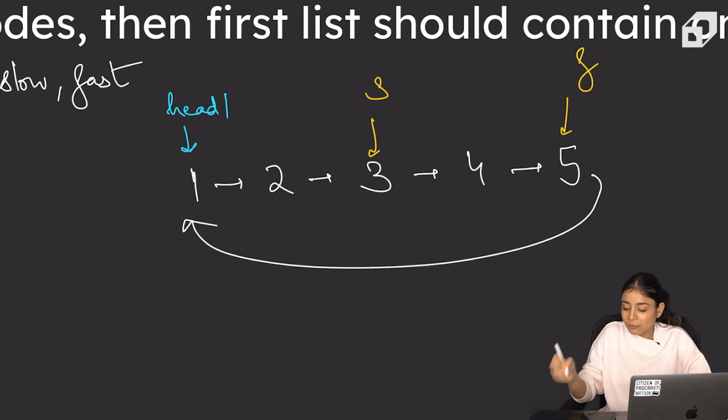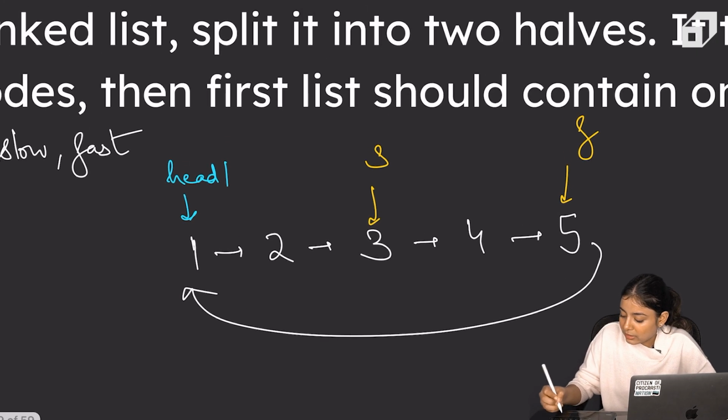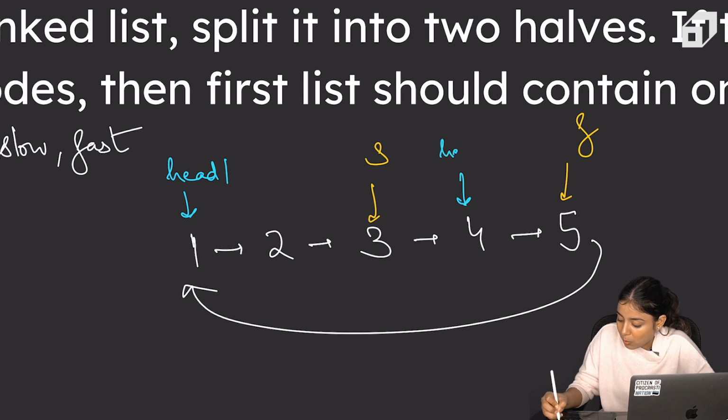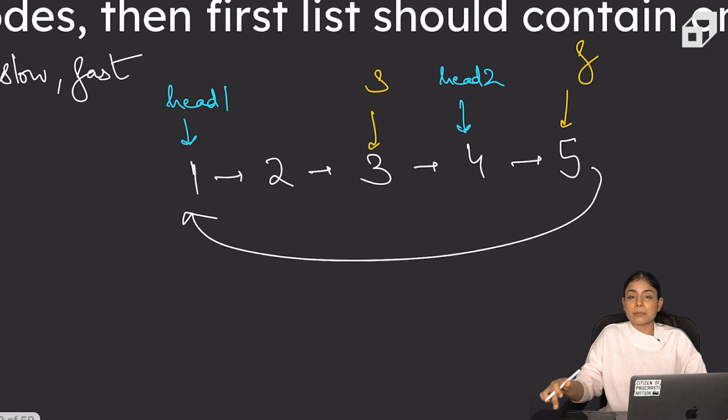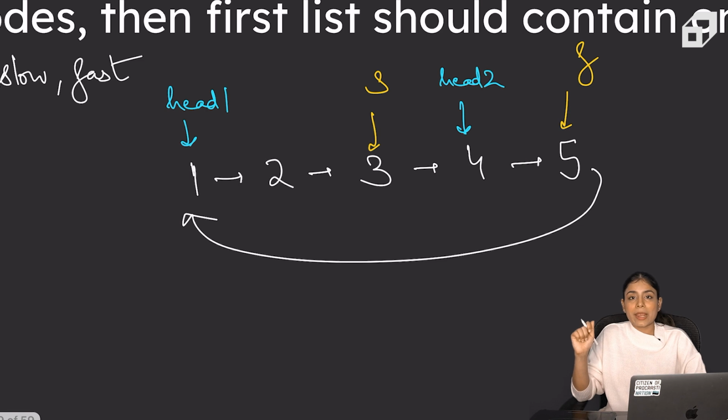Let's call it head 1. And the head of the second circular linked list would be at the next of my slow pointer after my middle node. So let's call that head 2. Okay, so now I have the heads, the starting point of my 2 circular linked lists. Let's now decide what will be the last node of these 2 circular linked lists.